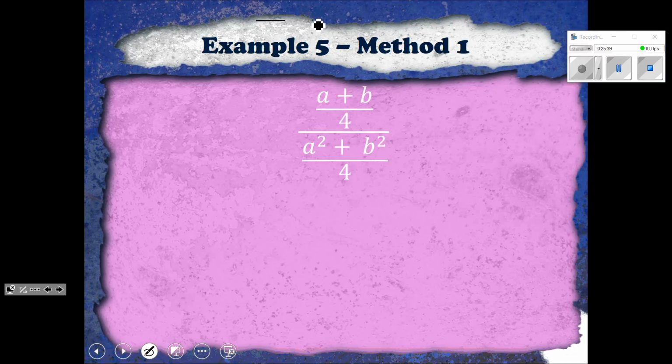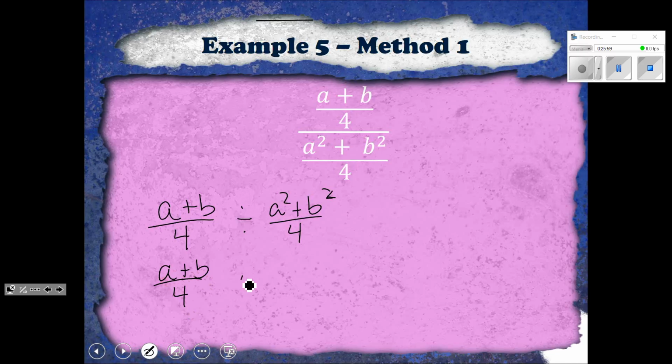All right, so let's rewrite this first. So A plus B over 4 divided by A squared plus B squared over 4. Any questions on that? And then from there, we're just going to copy, change, flip. So A plus B over 4 times 4 over A squared plus B squared. Any questions? Can anything factor? Can you factor A squared plus B squared?